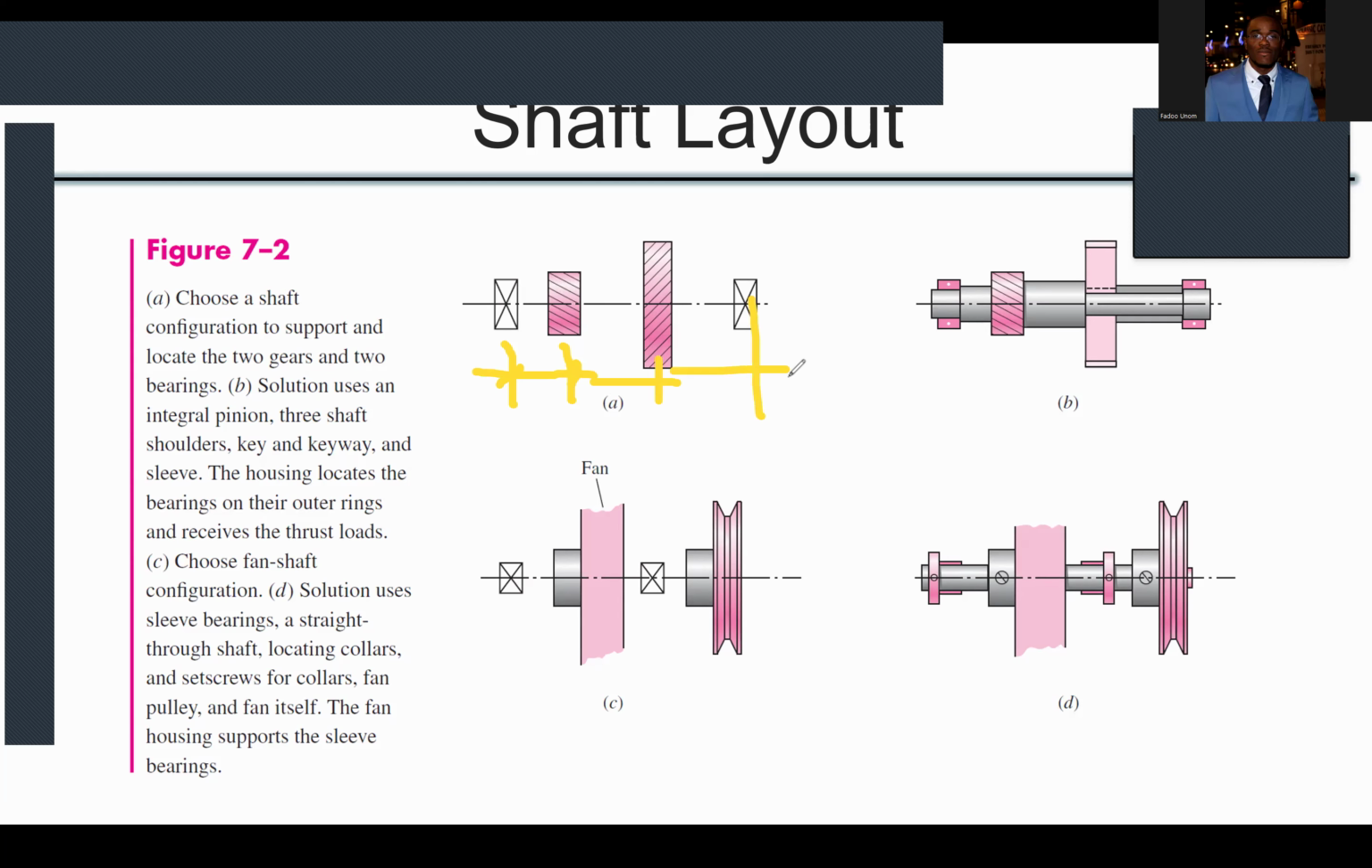Okay. So you will first just identify where your bearings are. Oh, why did my video go off? Oh, it's a different video. Why did you select?